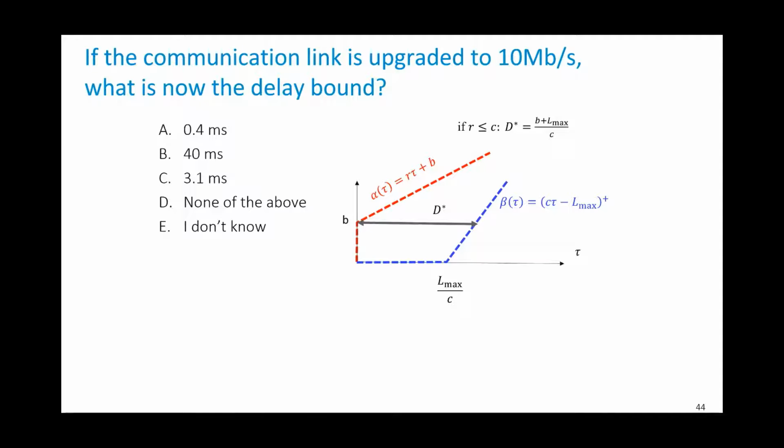Are we ready to see the solutions? Who says A? No one. Who says B? No one. Who says C? One. Who says D? One. Who says E? Then 50%. Okay. Well, we need to do the calculation. It's not something that can be guessed.